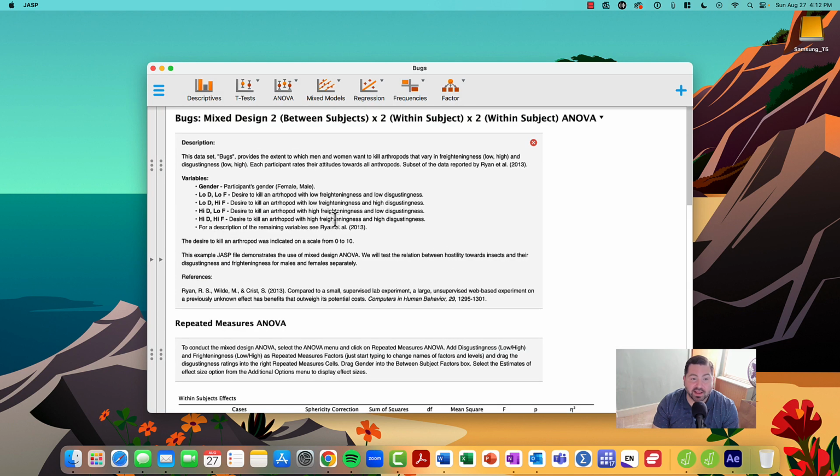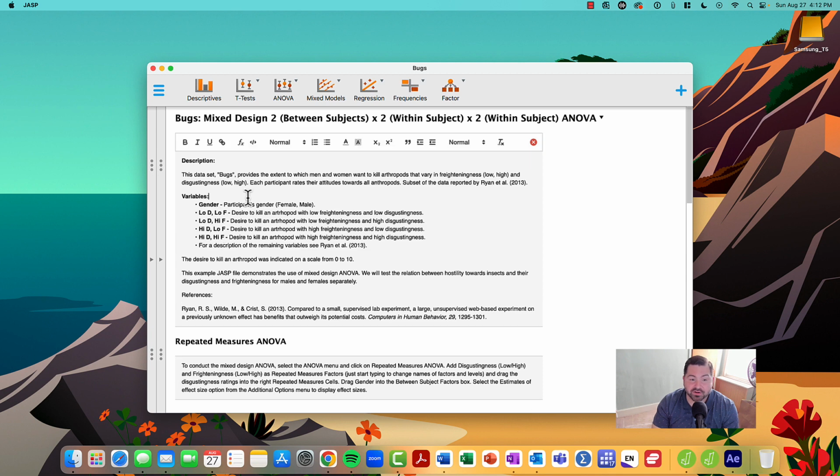Get oriented with the dataset. Here you can see that we have a categorical variable of gender. We have a high and low value for repeated measures components, right? Low D, low F, low D, high F, high D, low F, high D, high F. So these are four different conditions for our dependent variable, which represents our repeated measures component.